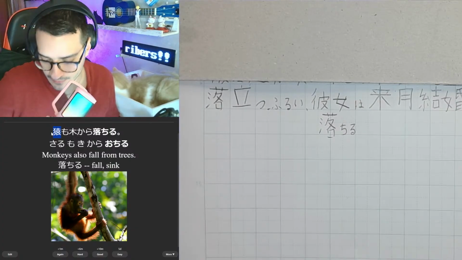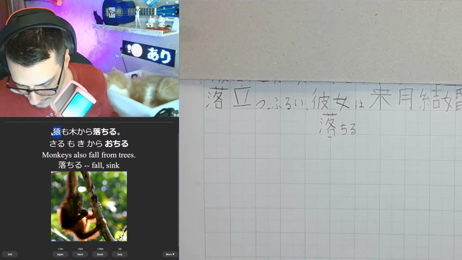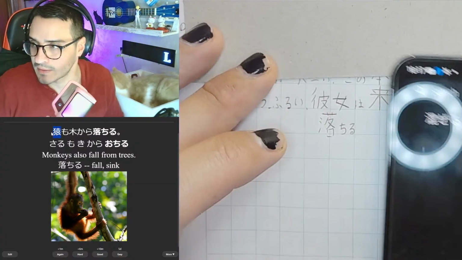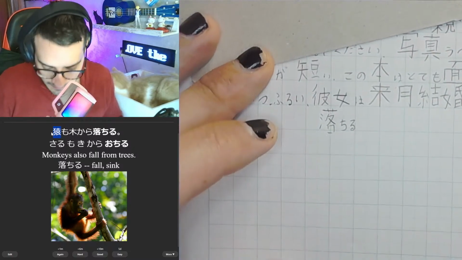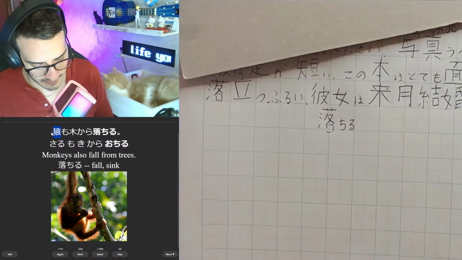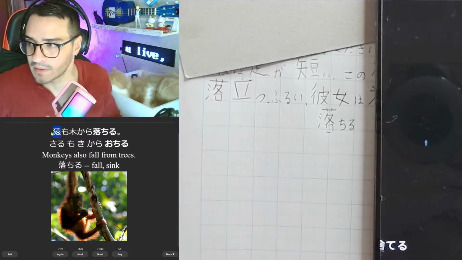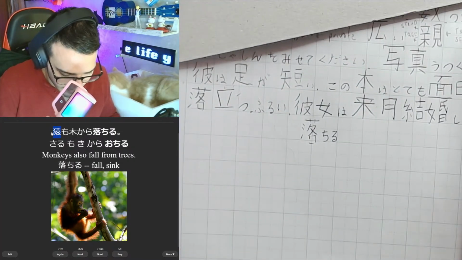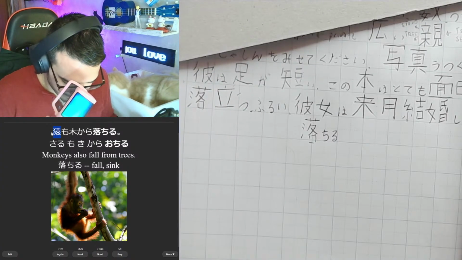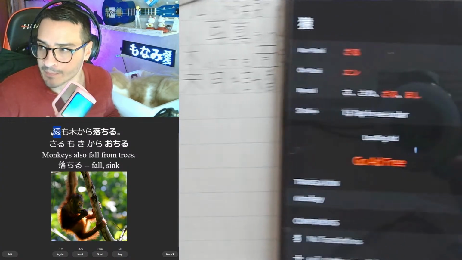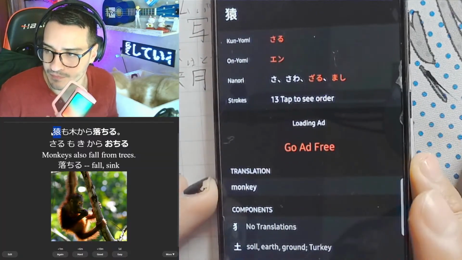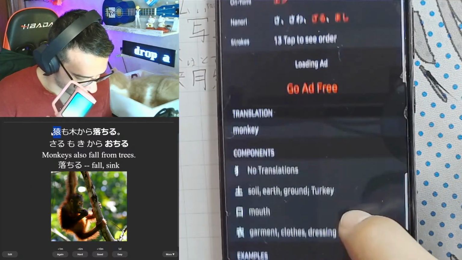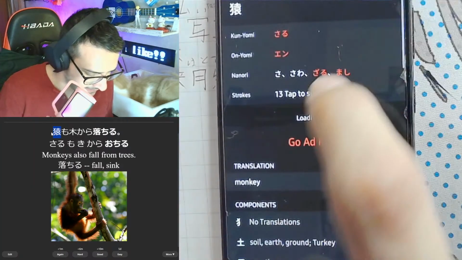The kanji for saru, I would like to see it in here. I'm gonna show you on my. That's not good. Alright, if I do like that, maybe. That's not the best, but not bad. Saru. Monkey. This part has no translation. Let's see how to write it first.